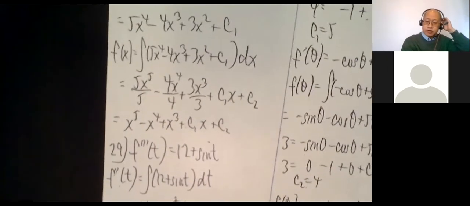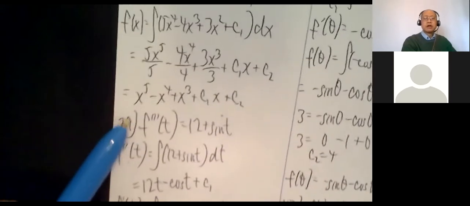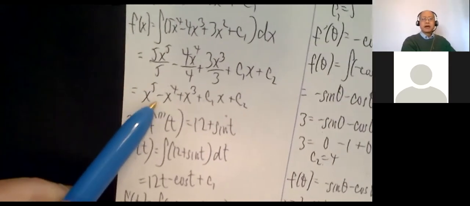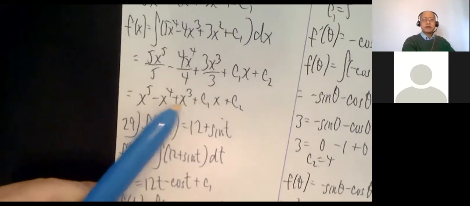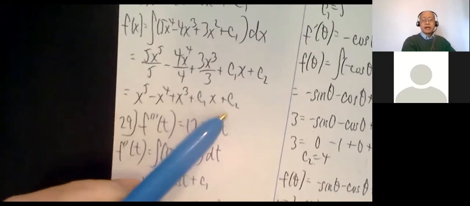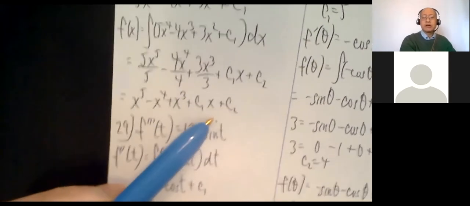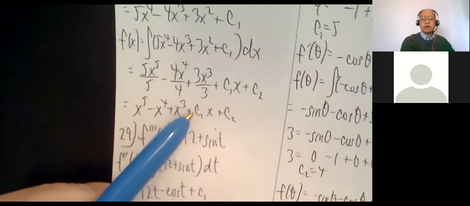Okay. And then, of course, notice what happens when you clean this up. Very nice. 5's gone, 4's gone, 3's gone. So final answer: x to the fifth minus x to the fourth plus x cubed plus C1x plus C2. Okay, and now you can see why I put C1 and C2. That means C1 and C2 are allowed to be different. They don't have to be different, but they could be different.